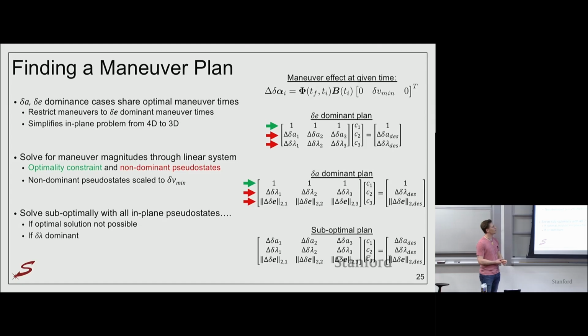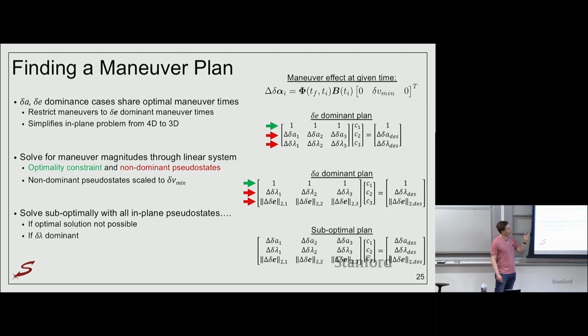The really cool thing, especially in the near circular case of in-plane control, is that, as I mentioned before, you can do a delta A dominant optimal maneuver at any time in the control window. And you can do a delta E dominant maneuver a lot of times in a control window, twice per orbit. So why don't we just restrict the optimal maneuvers that we're considering to either towards or away from the delta E pseudostate? That means we've effectively reduced the problem from 4 dimensions to 3 dimensions, and we can solve maneuver magnitudes using a linear system of equations. So that's how we find the maneuver magnitudes for this control problem.